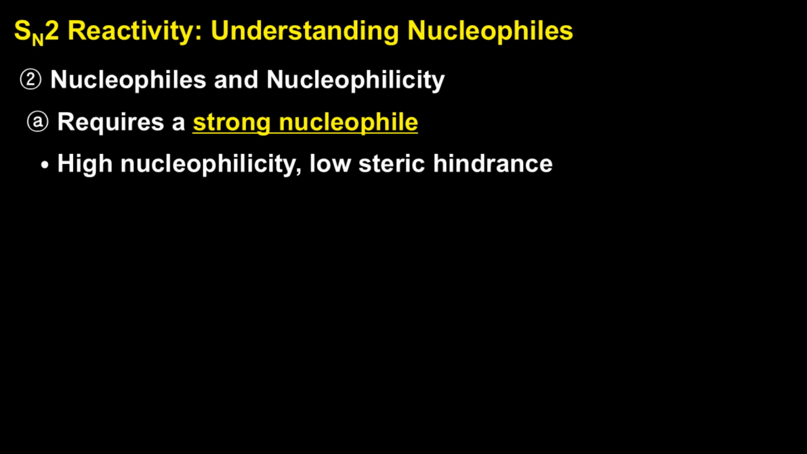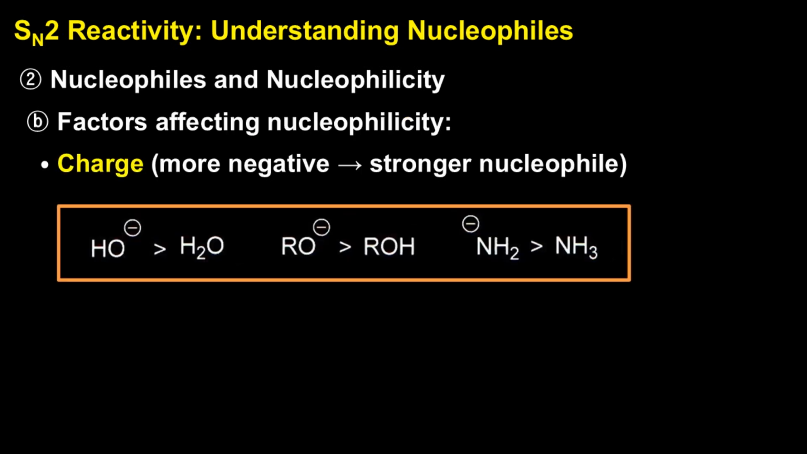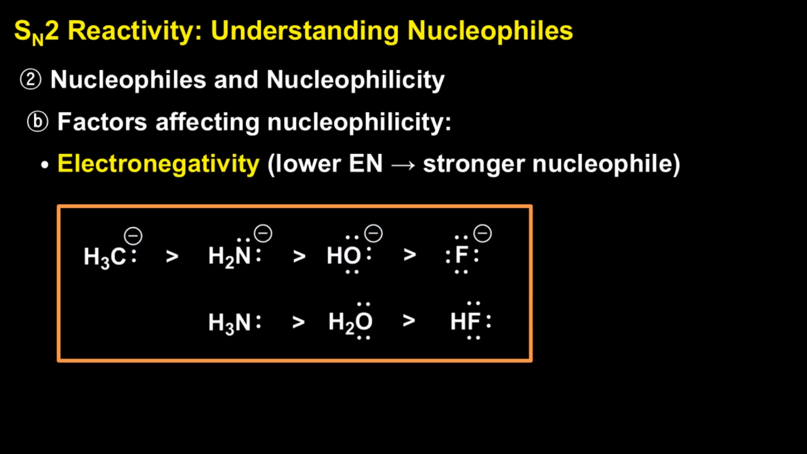Let's break it down. First up, charge. In general, negatively charged nucleophiles are stronger than their neutral versions. Why? Because more negative charge means more electron density, and that means a stronger push to donate electrons. Take hydroxide. It's much more reactive than water. Same goes for alkoxides versus alcohols, or amide ions versus ammonia. The pattern's simple: more charge, stronger nucleophile.